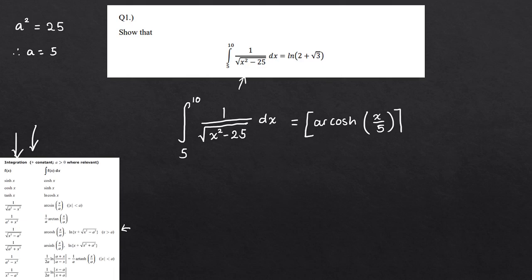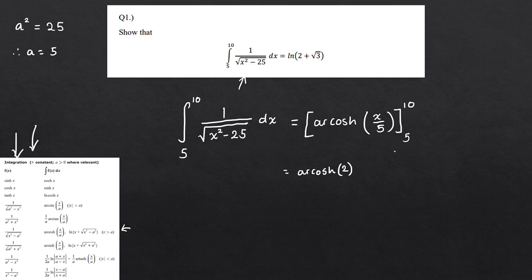So our lower limit here is 5, and our upper limit is 10. Now what I want to do is substitute these limits in here. For example, when I substitute the upper limit in here, that's going to be arcosh of 10 over 5. But clearly 10 over 5 is just 2, so I get arcosh of 2.